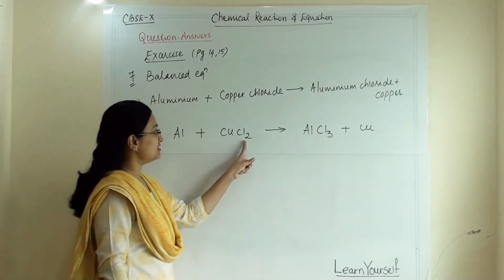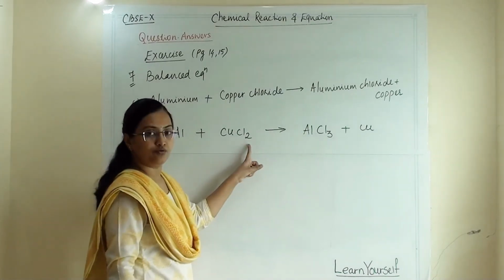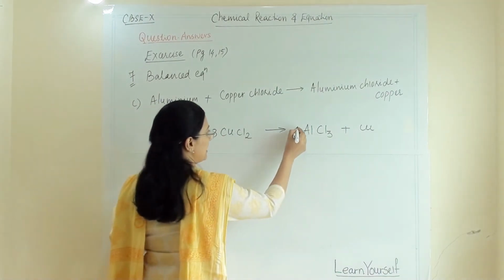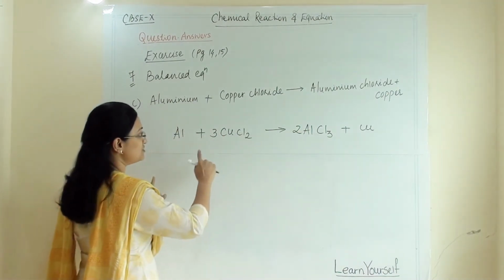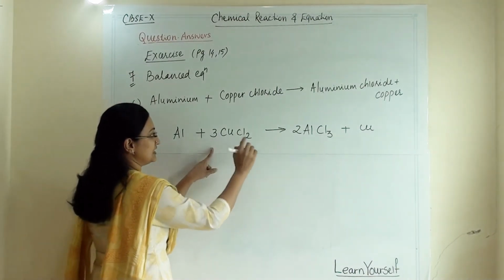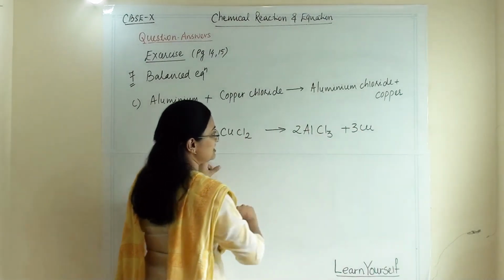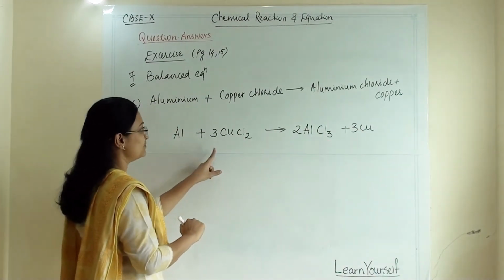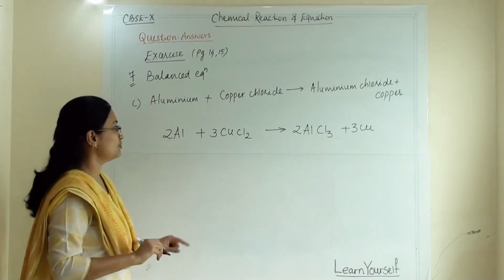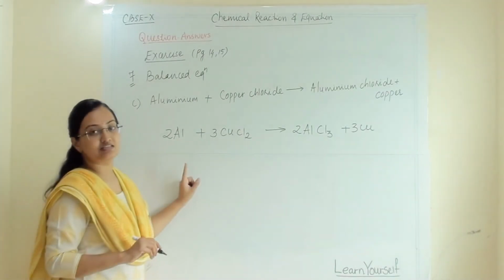Wherever the 2 and 3 are there, for the balancing we can simply add 3 here and 2 here. But by doing so we have changed Cu. So here Cu is 3, so let us add 3 here. Now our Cu is balanced. Now Al is 2, so let us add 2 here. So my equation is balanced like that.